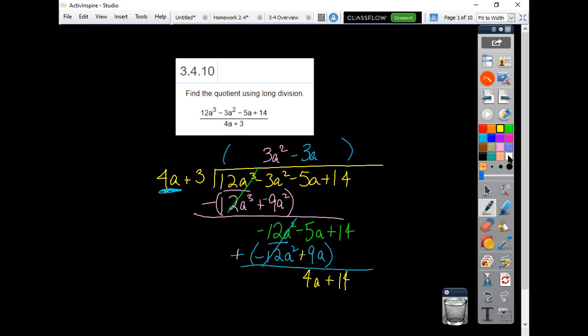So then my next step here, this 4a again times what would make this 4a, and that would be a +1. And then this +1 times the 4a, and this +1 times that 3. I needed 4a plus 13. I've created 4a plus 3, so what's still left? And I would have the 14 take away these 3. I still needed an 11. So I have a plus a remainder of 11.